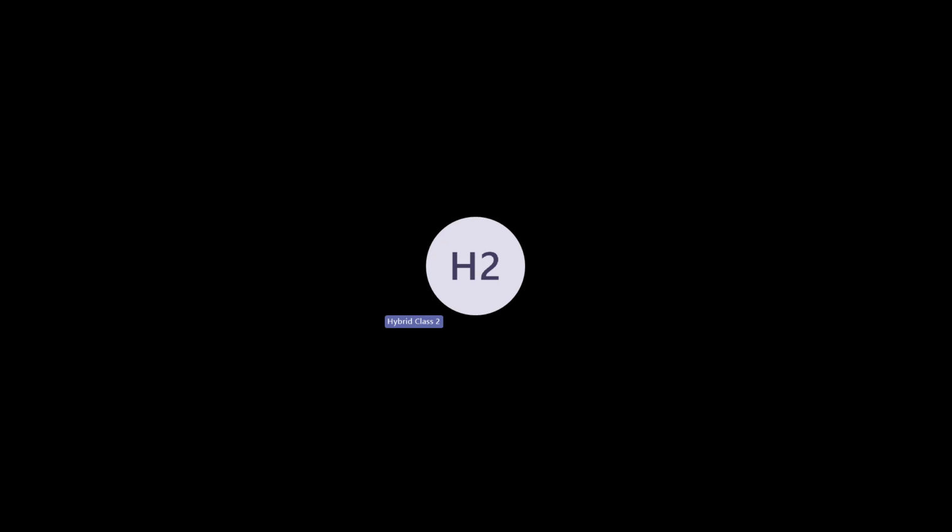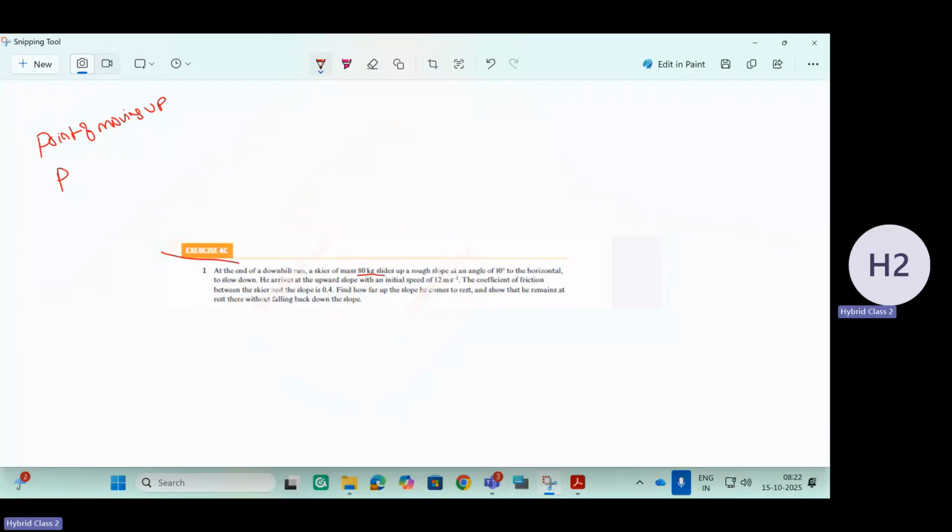A skier of mass 80 kilogram slides up a rough slope at an angle 10 degree to the horizontal. So draw one rough slope which is 10 degree to the horizontal. You can extend the horizontal line a little for reference, but no need to extend it too much and mess up the diagram. Just a little bit is enough to show that 10 degree to the horizontal. Then step by step, whatever is given, you put it into the diagram.